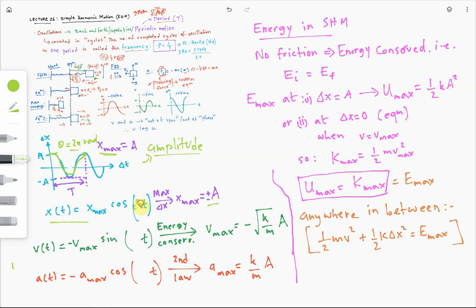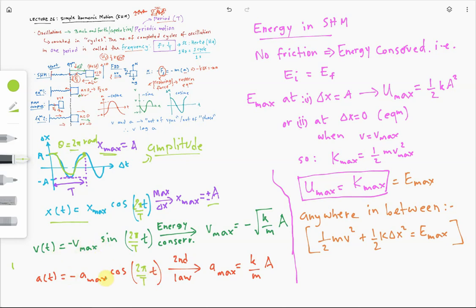We insert 2 pi. Every 2 pi the curve repeats, and what is the time period for its repetition? It's capital T. So the argument of sines and cosines here is 2 pi over capital T times small t, which is any point in time. Alright, so we have 2 pi over T.